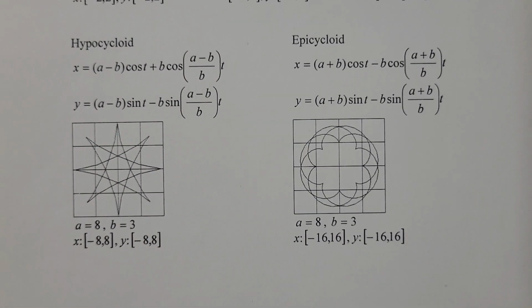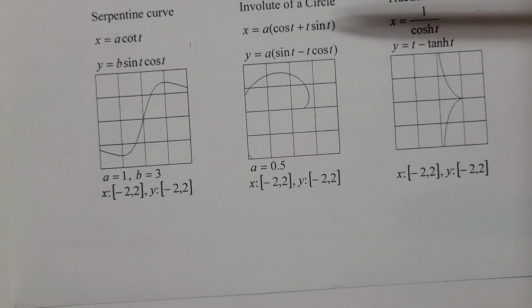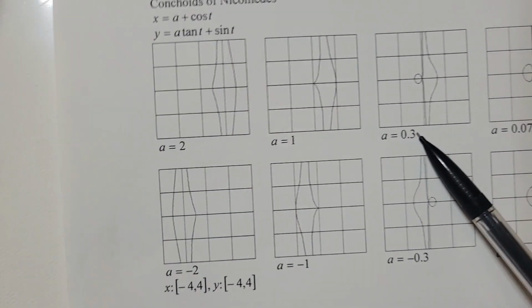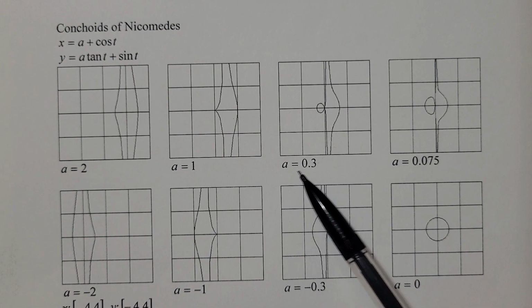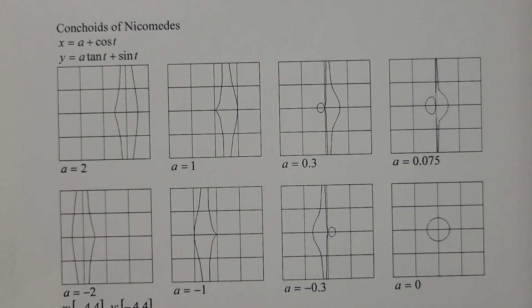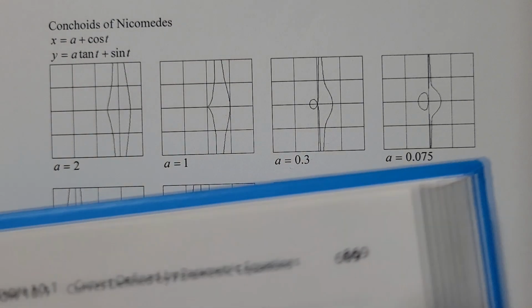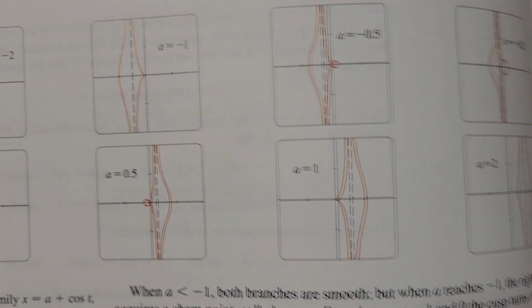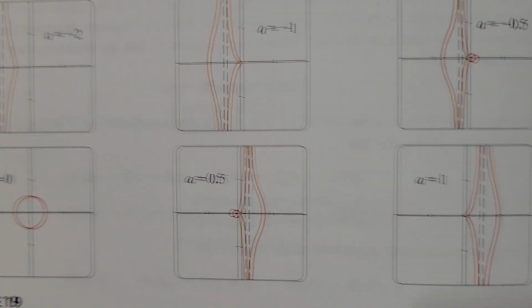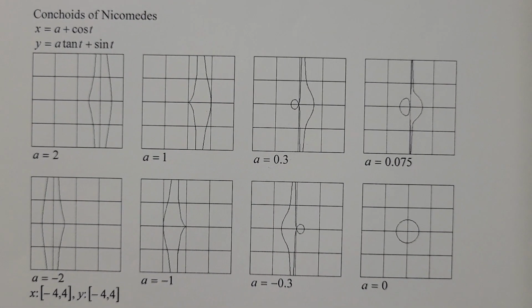All right, now the last curve to know here is called the conchoids of Nicomedes. This is in the book somewhere. It's named after the Greek scholar Nicomedes, and here it is on page 668. We've got these curves here, and I basically just drew all of them here for you.